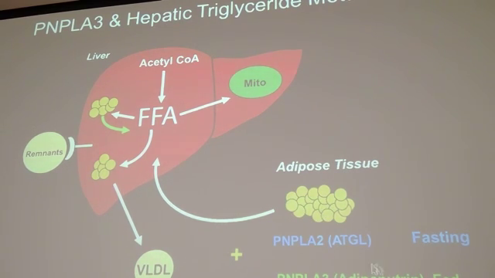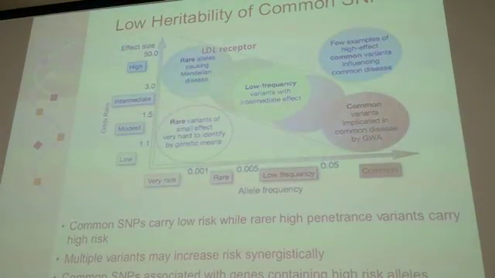Here's PNPLA3, also called adiponutrin, which is stimulated in adipose tissue by feeding. There's a similar gene, PNPLA2, adipose tissue triglyceride lipase, which was studied by one of the faculty here at Berkeley, that is expressed in the fasting state. They both have the same effect, but if you eat too much and get this gene turned on, it causes more fatty acids to come to the liver, and it leads to some bad things, triglyceride synthesis, etc. So those are a couple of examples of discovery.